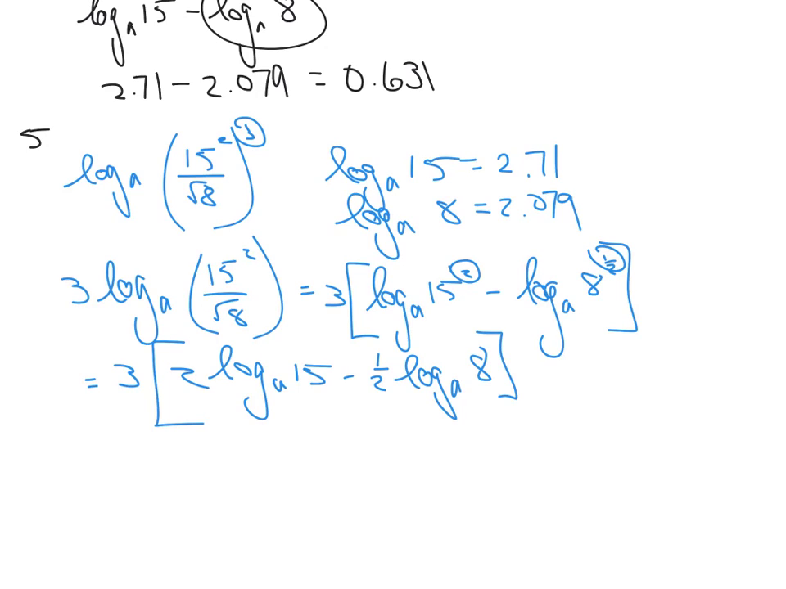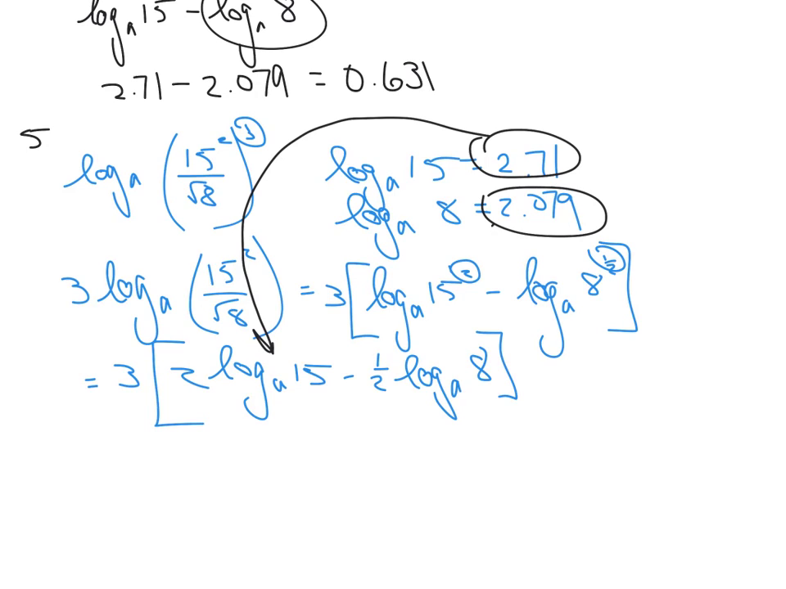Okay, so is there anything else I need to do? Doesn't look like it. The only other thing I'm doing is taking that and putting it in here for log base a of 15, and this I'm putting in here. Okay, so then I take that 2.71, multiply it by 2, minus 1/2 of 2.079, multiply that by 3, and I get some crazy number.